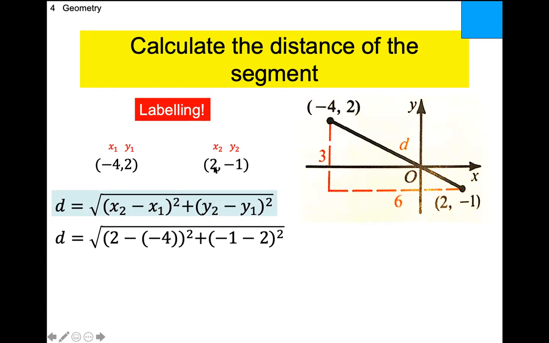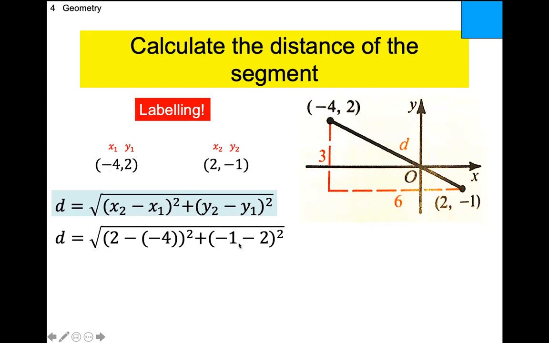So I look for x sub 2, that's 2, minus, the formula says minus, x sub 1 which is -4. So that's why I have those two negatives running around. Close your parentheses, square it, plus y sub 2. Y sub 2 is -1, minus, the formula says minus, and y sub 1 is 2.